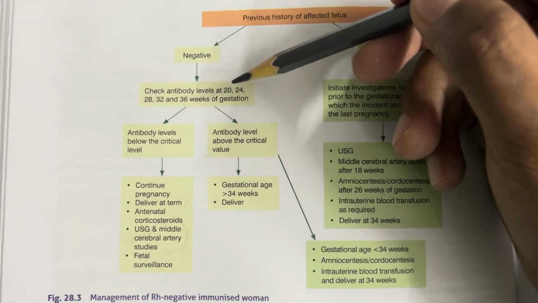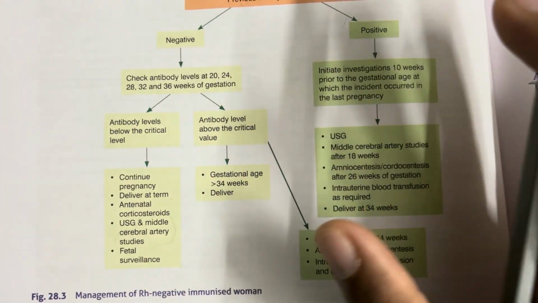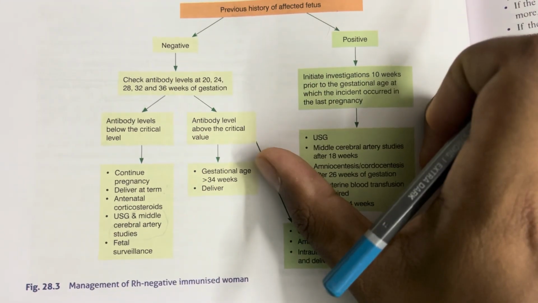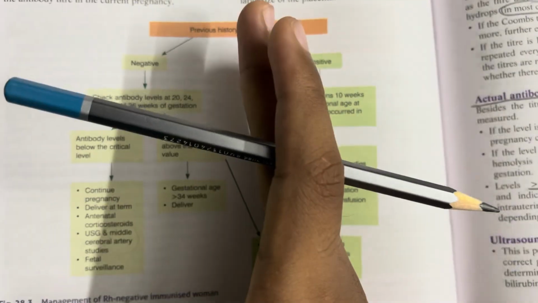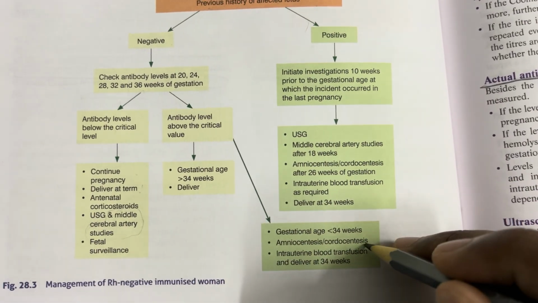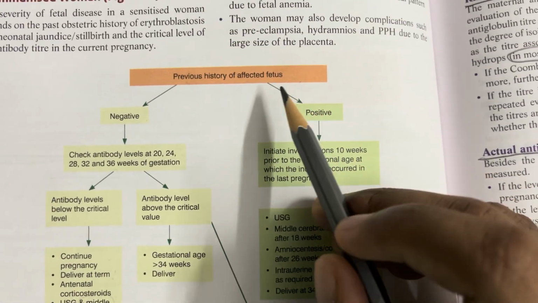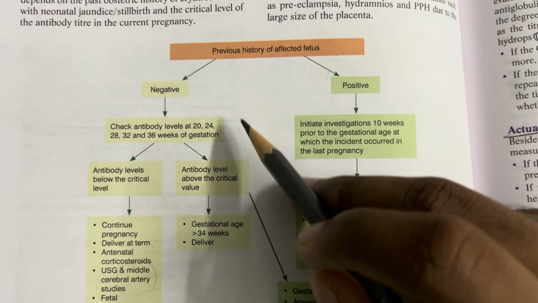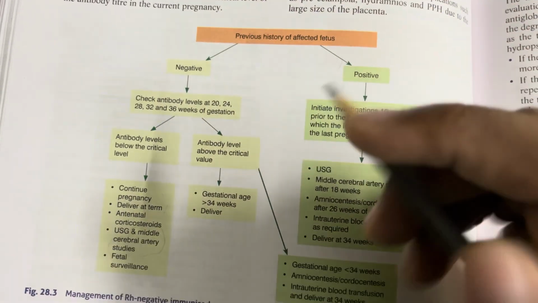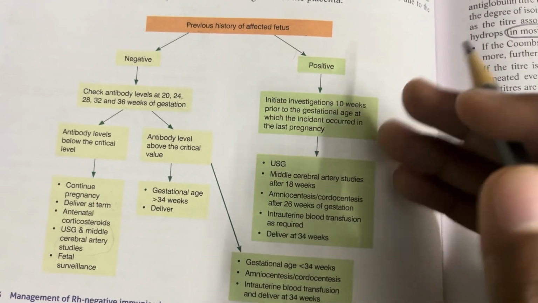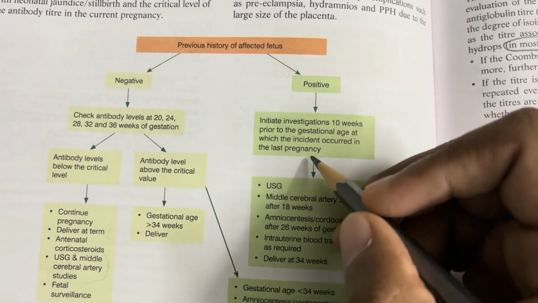But if the antibody level is high and the gestational age is greater than 34 weeks, you deliver. Don't think of anything else. If gestational age in an Rh isoimmunized pregnancy is greater than 34 weeks, you immediately deliver. If it is less than 34 weeks, then you give an intrauterine blood transfusion and then deliver at 34 weeks. If the previous history is positive, you don't need all these titers. But what you have to do is initiate these investigations 10 weeks prior to the time at which the incident occurred in the last pregnancy.